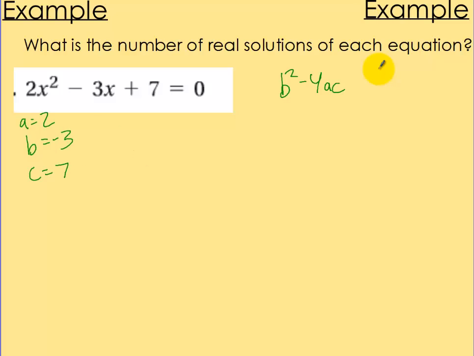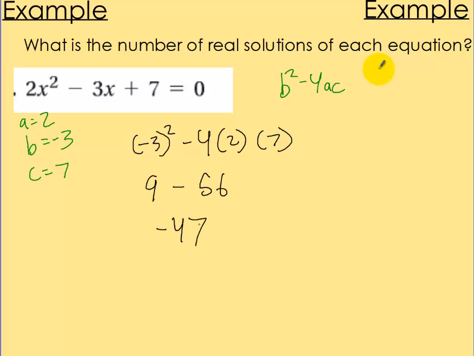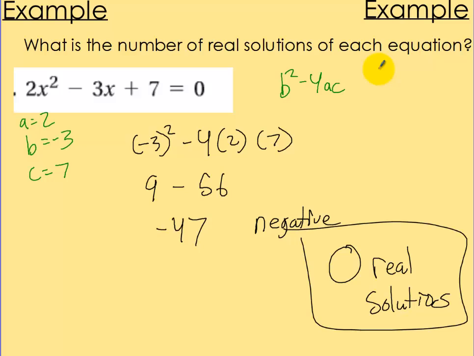So if I plug all those in, it's going to be b squared, so negative 3 squared, minus 4 times a times c. So that becomes 9 minus 4 times 2 is 8, times 7 is 56. And 9 minus 56 is going to be negative 47. Negative 47 is a negative number, and negative discriminants mean 0 real solutions. So your answer is 0 real solutions.